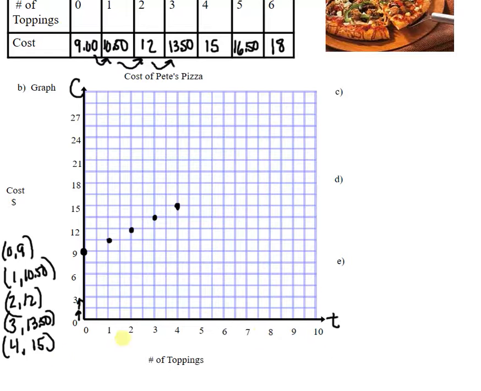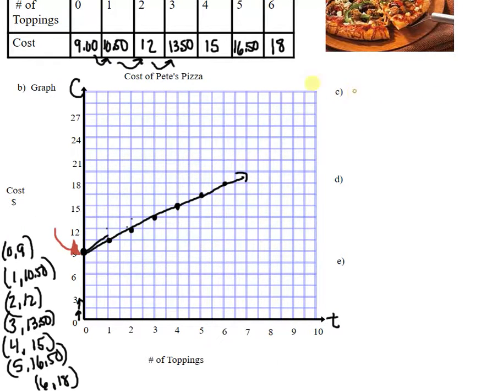Okay, so (5, 16.50) and (6, 18). And after that, we can pretty much pattern, because just like when we learned slope, it's going to go up 1 over 2, up 1 over 2, up 1 over 2. Okay? And we can pattern with that. So this is a line, and we know that it's not direct variation because the y-intercept is not at (0, 0).